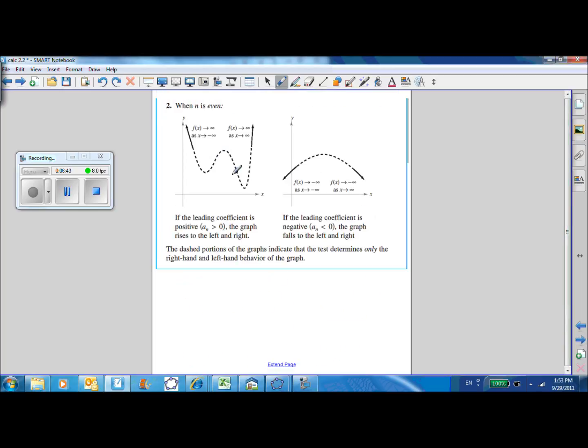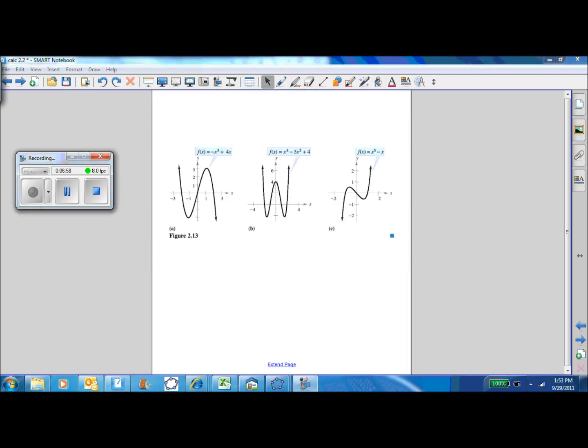Now, when n is even, you have both ends going toward the same infinity if a is positive. And if it's negative, they'll head down to the negative infinities. And we're going to classify these by the two things we just talked about. First of all, on this graph, n equals 3. That's odd. So it's going to head toward opposite infinities.